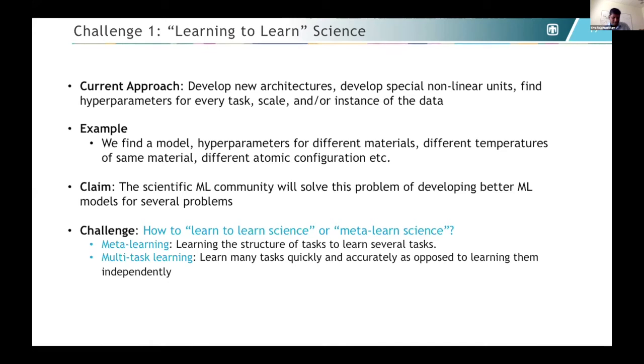The challenge is going further. We want to learn the structure of the tasks rather than learning each task separately. And this is the standard definition of a meta-learning problem. Say you don't want to predict LDOS, instead you want to directly predict energies. Have you learned the structure of the task itself in order to use that knowledge to learn energies? And the other way to think about it is multi-task learning. You can learn many different tasks, but you have to learn them quickly or accurately or both, as opposed to learning them independently, right? That's another way to think about it.